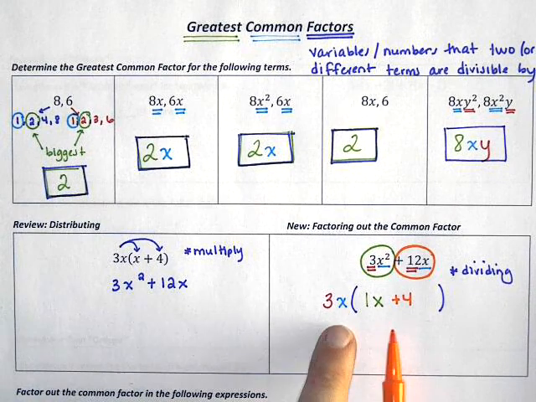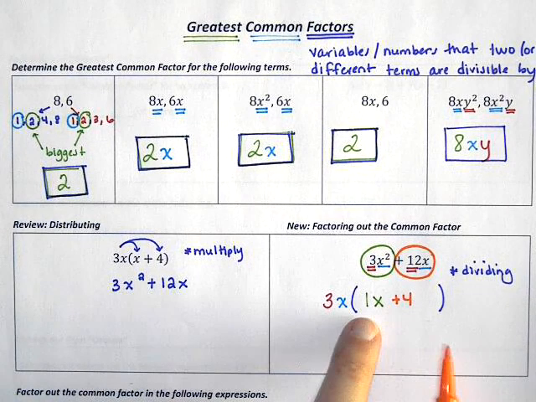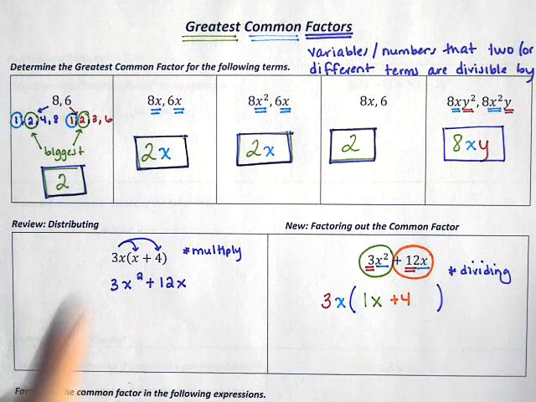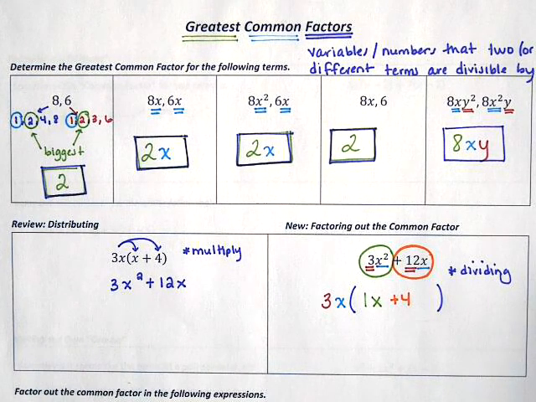Now, if you look at this answer, 3x parentheses 1x plus 4, you're going to notice it looks like the problem we started with here. We're just going backwards. We're undoing distributing. So let's practice this a couple times.